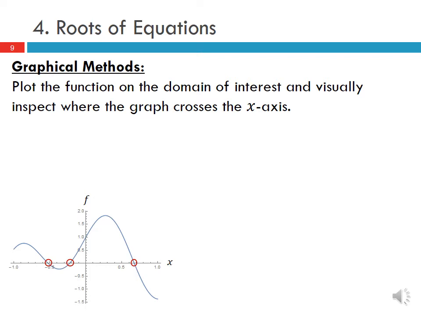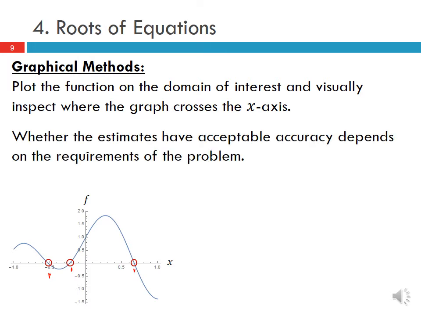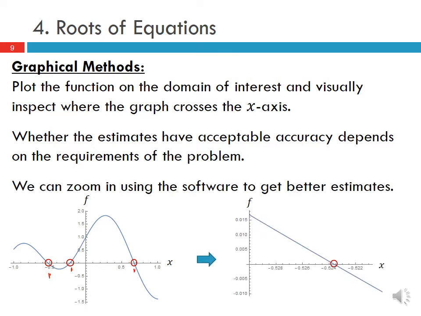So we've got a root somewhere around minus 0.55, and then another one around minus 0.2, and one at positive 0.65 or so. And whether these estimates have acceptable accuracy depends on the requirements of the problem. And we can zoom in using software to get better estimates if desired. So here we can get a bit more resolution on this estimate of this root.